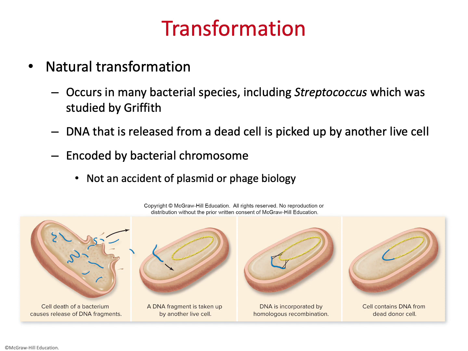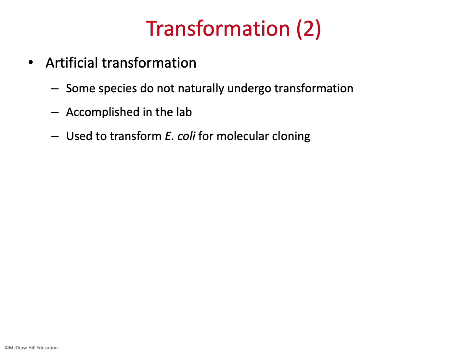There are proteins involved in natural transformation that are encoded by the bacterial chromosome. This is not any kind of accidental process. It is a very much planned process, because the bacterial chromosome produces these proteins involved in transformation. So here is a picture of a bacterium dying and spilling pieces of DNA into the environment, and here is a recipient bacterium that can be naturally transformed. It absorbs this DNA from the environment and integrates it into its own genome.